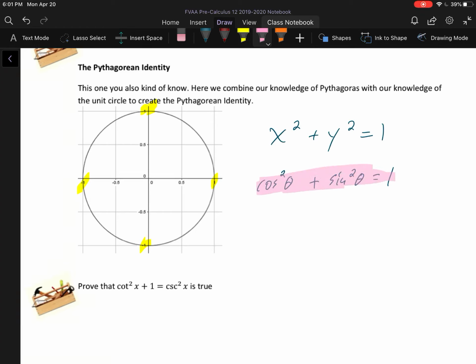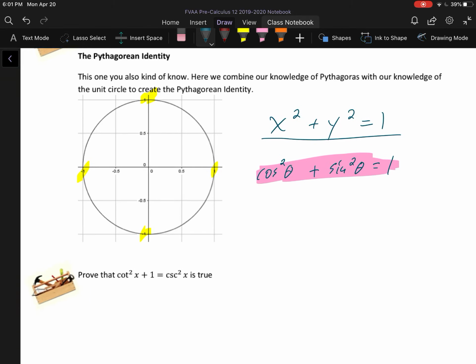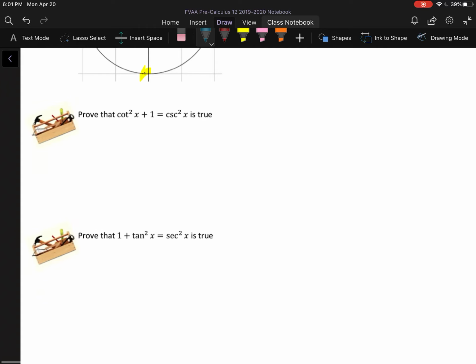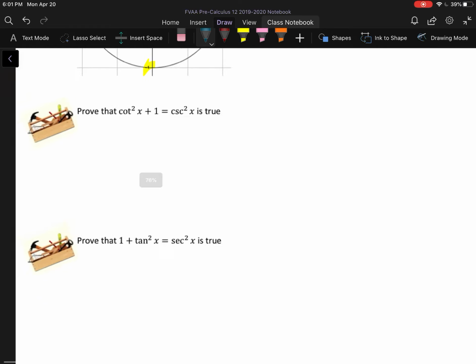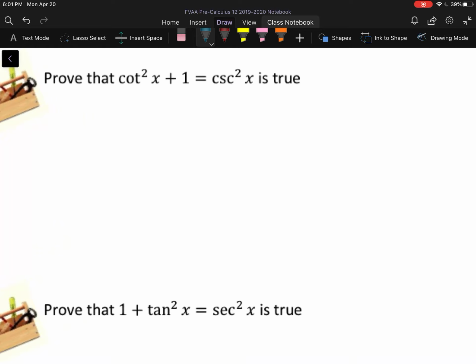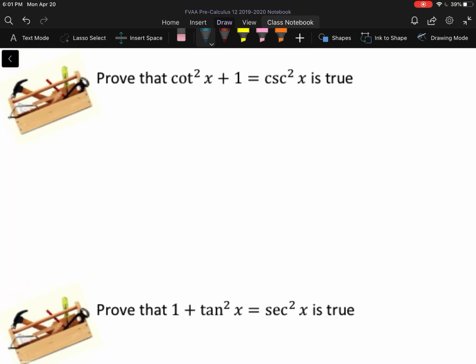All right, so just taking the familiar unit circle equation and converting it into a trig identity that we can use in some of these problems to prove some of these problems. So let's take a look at what we can do with this new tool in our toolkit.